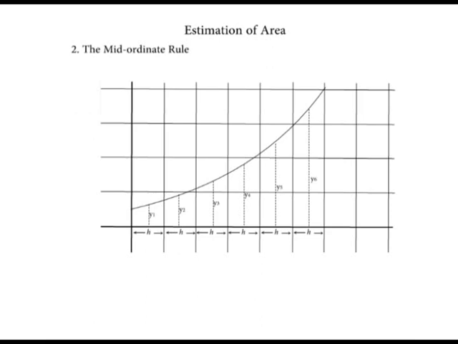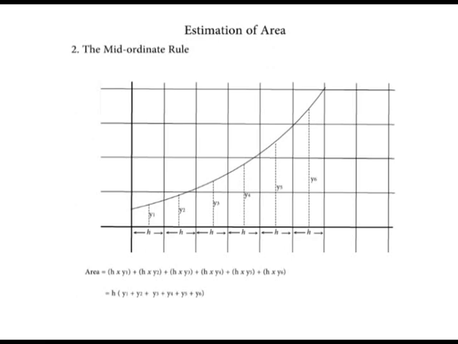We can calculate the area of each portion by assuming it to be a rectangle of width h and height equal to the length of the mid-ordinate. The total area under the curve is then the sum of them all. So area is equal to first portion h times y1 plus second portion h times y2 plus h times y3 all the way to h times y6. Factorizing h, we shall have h into y1 plus y2 plus y3 plus y4 plus y5 plus y6. This is the mid-ordinate rule.